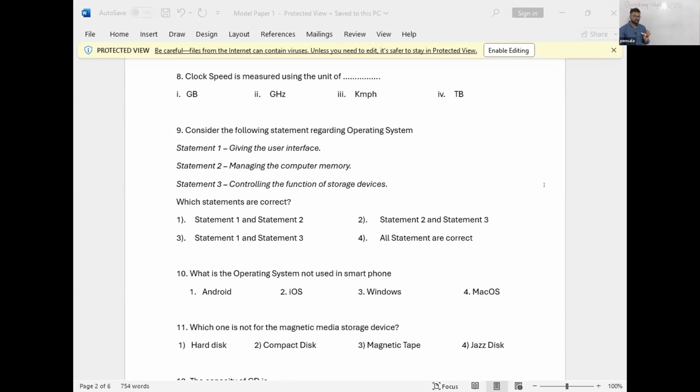The first two, I think you have a straightforward idea. Giving the user interface, I discussed that. Managing the computer memory, we discussed that also. For this third one, controlling the function of storage devices: storage devices, what are they? Are they software or hardware? Storage devices mean hard disk, CD, pen drive. So all of these are hardware. We can touch those things. So we discussed that hardware is also controlled by the operating system, right?